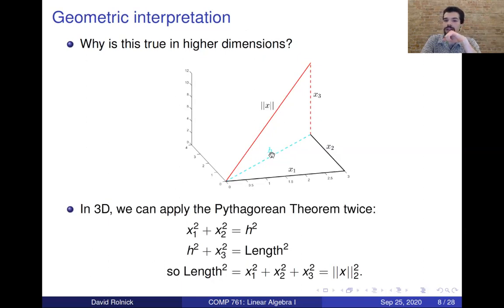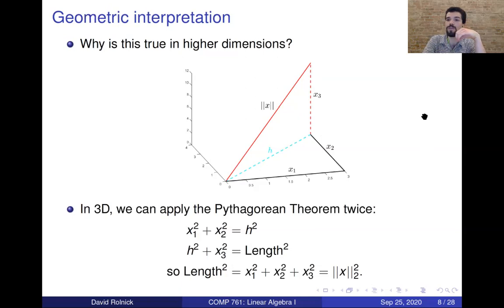x1 and x2 and h form a right triangle. x1 squared plus x2 squared equals h squared. And then h squared plus x3 squared is equal to the length of this full vector squared. So if we combine those two, we get x1 squared plus x2 squared plus x3 squared equals the length squared. But again, x1 squared plus x2 squared plus x3 squared is equal to the L2 norm of x squared.